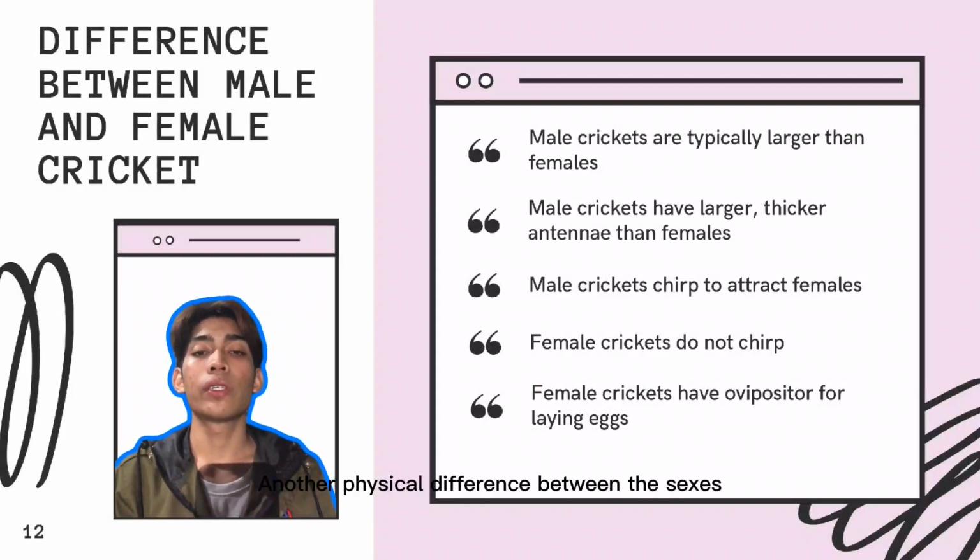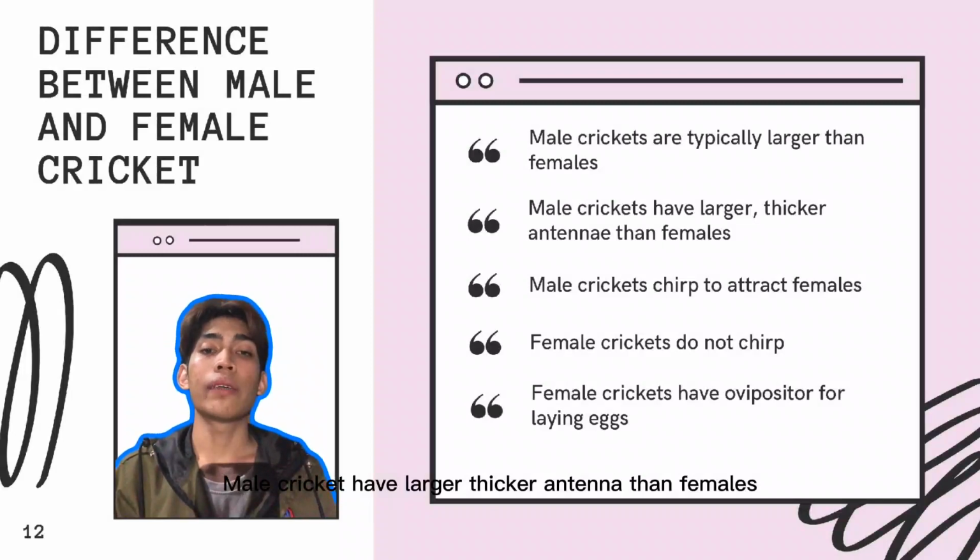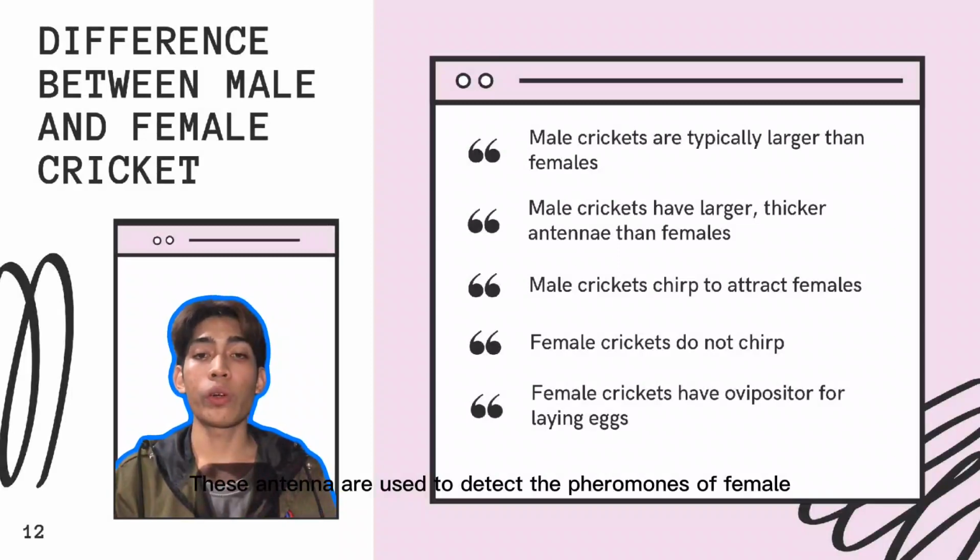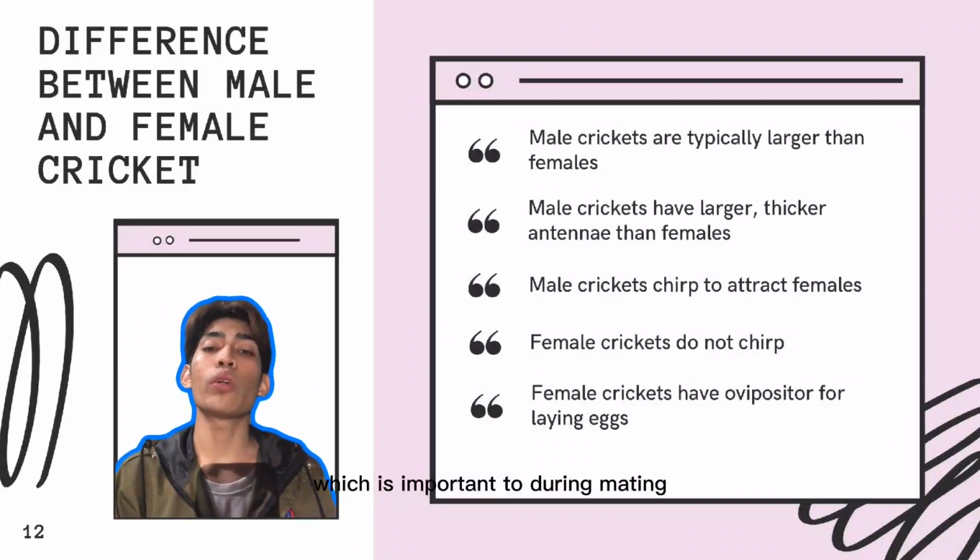Another physical difference between the sexes is the antennae. Male crickets have larger, thicker antennae than females. These antennae are used to detect the pheromones of females, which is important during mating.